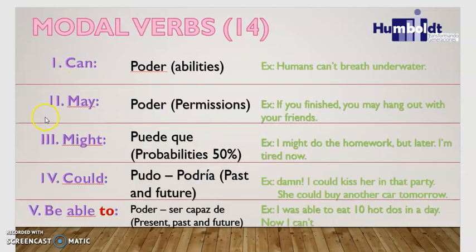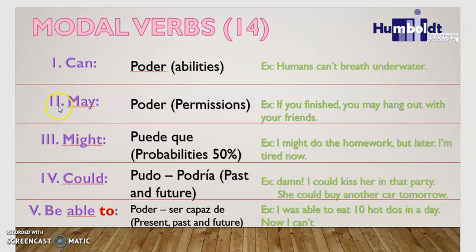Now we are going to check the 14 modal verbs. So we have the number one, that is can. Remember that we don't say can with the letter A. Can, we say can. Okay, so in Spanish it is poder and it's used for abilities. Remember that abilities in English is without H. And we have an example. Humans can't breathe underwater. Los humanos no pueden respirar debajo del agua.